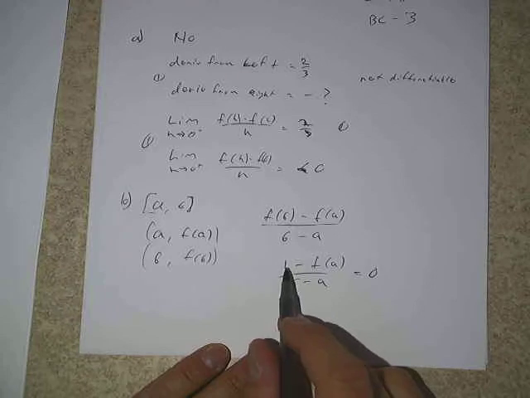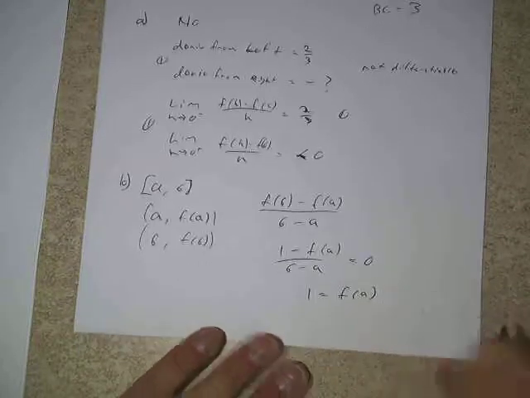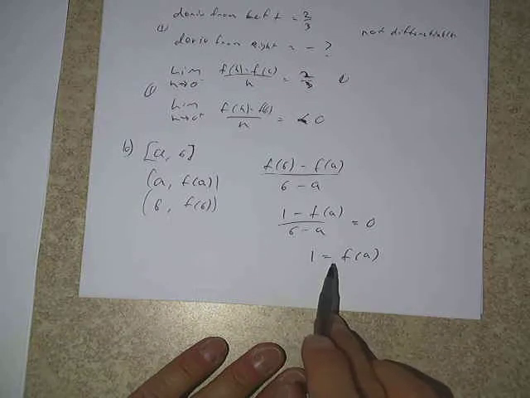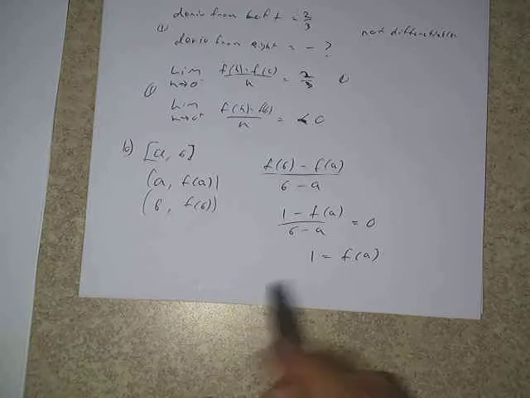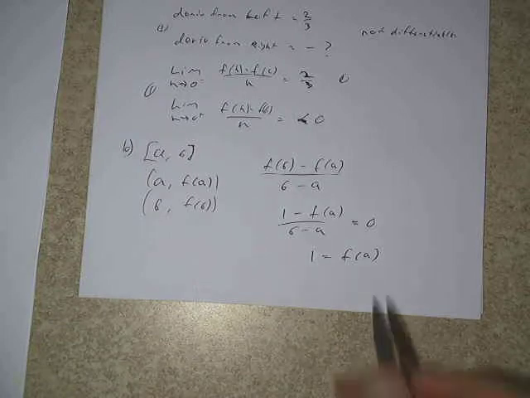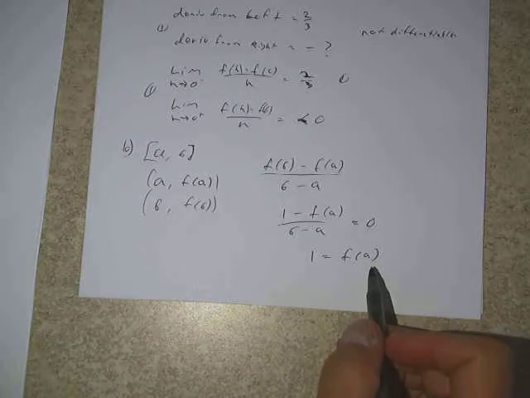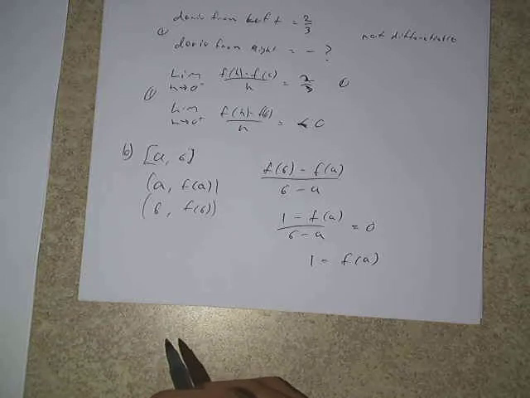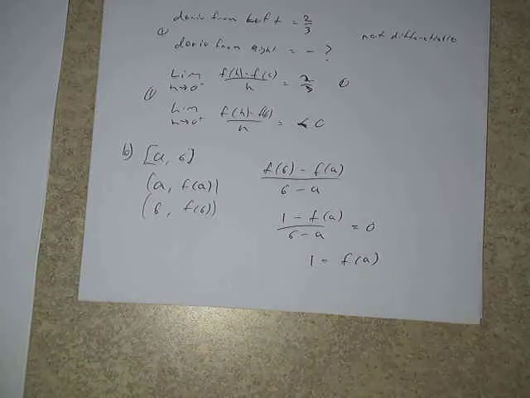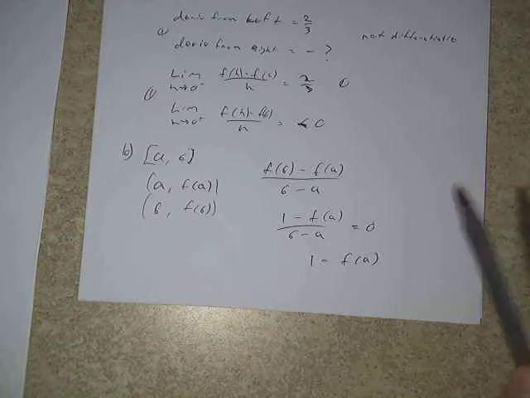it's going to be 1 minus f of A, over 6 minus A. And again, we want to know for how many values of A this is equal to 0, is essentially the question. So if we set that equal to 0, the only way that this fraction can equal 0 is if the top equals 0, we know that. So ultimately we know that when 1 is equal to f of A would be the only time this sentence would be true.